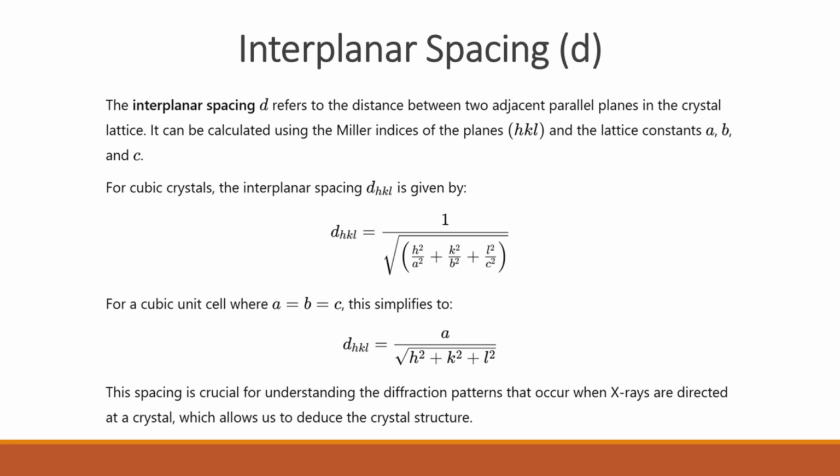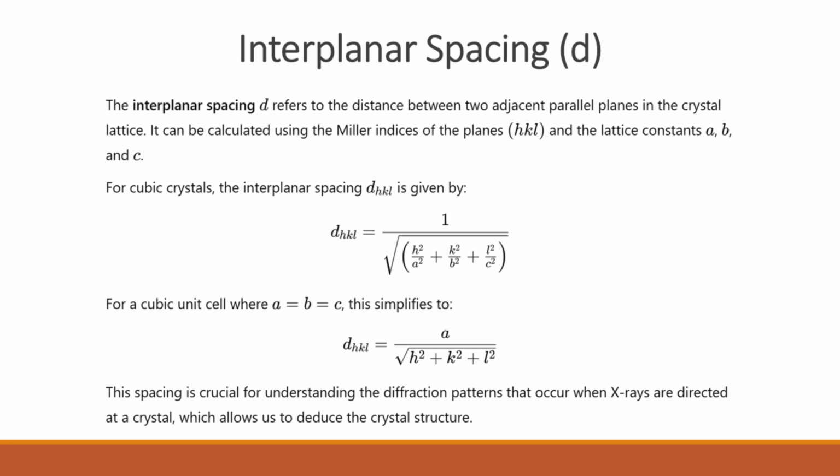Interplanar spacing, denoted by d, is the distance between two adjacent parallel planes in a crystal lattice. For cubic crystals, the spacing can be calculated using the Miller indices of the planes, represented by h, k, and l, along with the lattice constants a, b, and c.